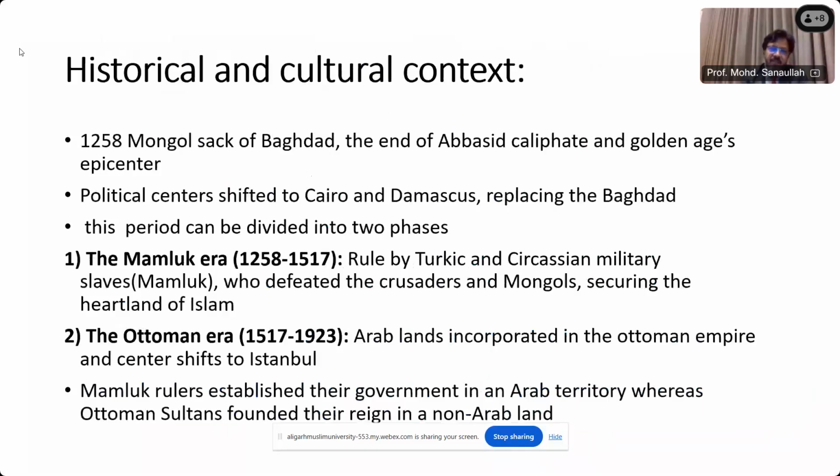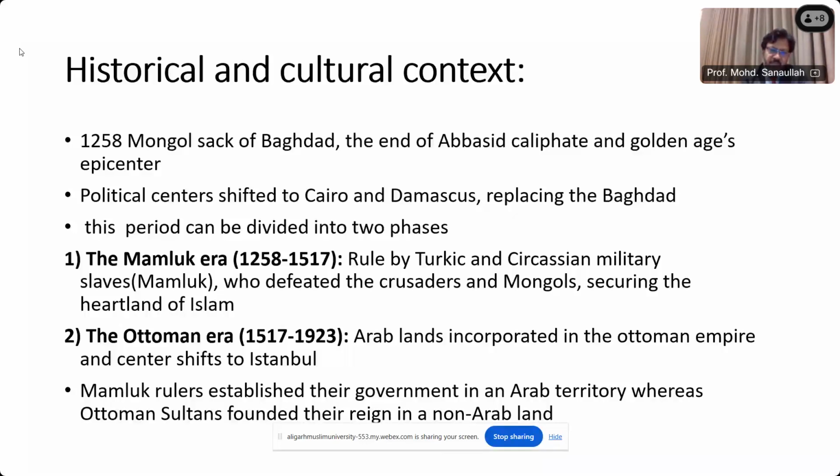Well, then there was the sack of Baghdad in the aftermath of the Mongol carnage in 1258. There was the end of the caliphate, and that was an end to the golden age of Arab culture. So here, of course, the political centers shifted to Cairo and Damascus, replacing Baghdad. So here we have a new trajectory. First, with the advent of Islam, it was Mecca to Medina to Damascus, then Baghdad. Now it was Cairo, the fifth stage.